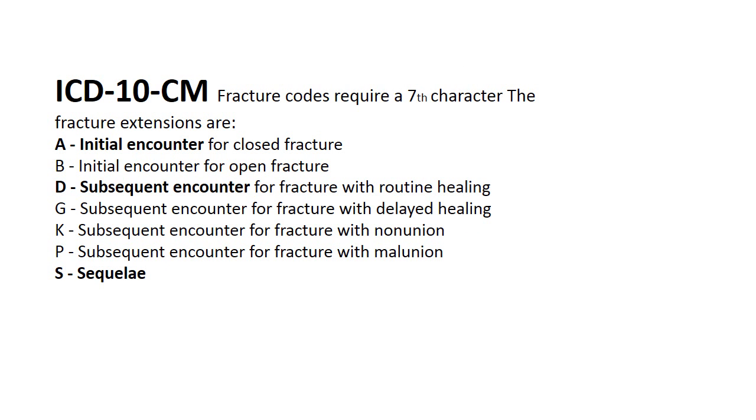As an example of one reason that books and tools are inefficient, some codes actually require a unique 7th character, such as fracture codes shown here. The provider must indicate whether this is an initial encounter, subsequent encounter, or a sequela, meaning that the fracture is as a result of some other pathology. Books and tools are very ineffective and inefficient at arriving at this level of complexity.